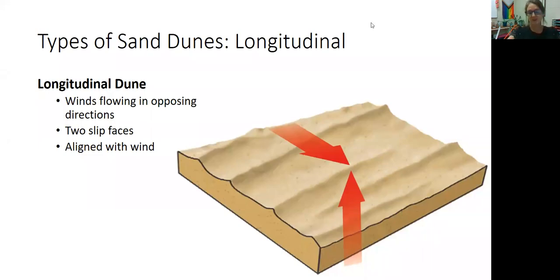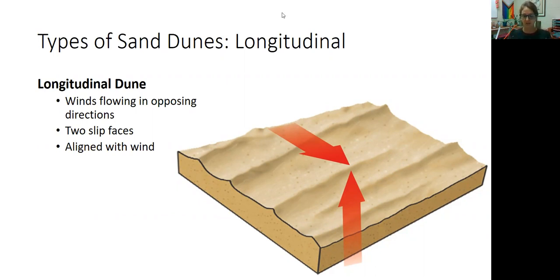Right, another type of sand dunes are called longitudinal sand dunes. All of the dunes we've talked about so far are formed when wind blows in a single direction. But we know that wind doesn't always blow in a single direction, right? The wind is variable, it changes direction. So anytime you get two opposing directions of wind, then you can get longitudinal dunes.